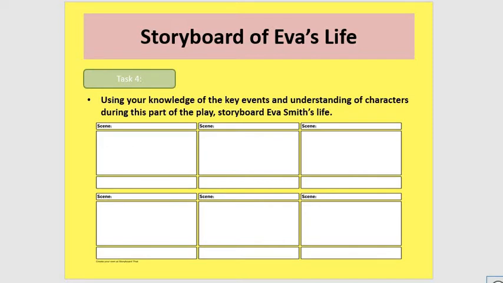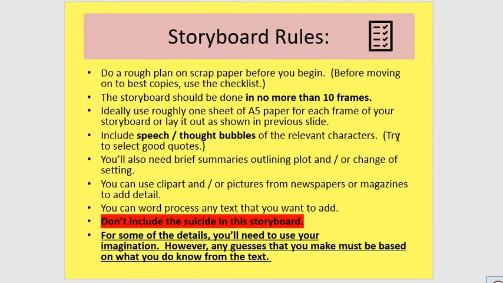So when it says this part of the play, I mean up to her suicide. I don't want you to include her suicide in this storyboard because that would just be a bit final. I'd like you to think about all the different events that led up to her suicide. So there are some rules. I'm not going to read them all out for you because there's quite a lot, but a couple that I'll pick out.